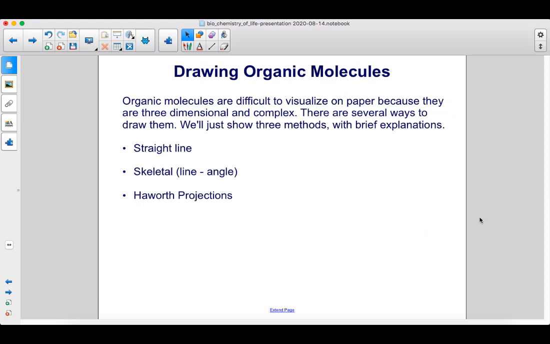Organic molecules are difficult to visualize on paper because they are three-dimensional and complex. There are several ways to draw them. We'll just show three methods with brief explanations: straight line, skeletal or line angle, and Haworth projections.